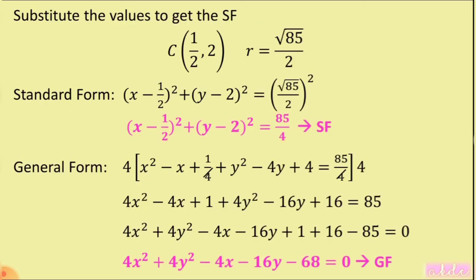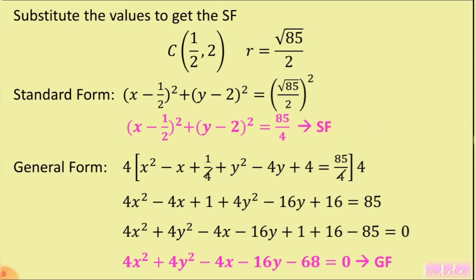Now, we have the center and we have the radius, so we can substitute the values to get the standard form and the general form. So we have x minus h, which is 1/2 squared, plus y minus k, which is 2 squared, equals square root of 85 over 2 squared. So x minus 1/2 squared plus y minus 2 squared equals square root of 85 times square root of 85 is 85, and then 2 times 2 is 4. So this will be our standard form.